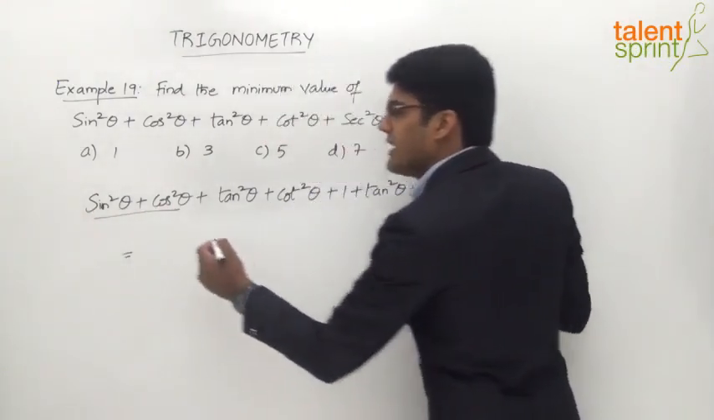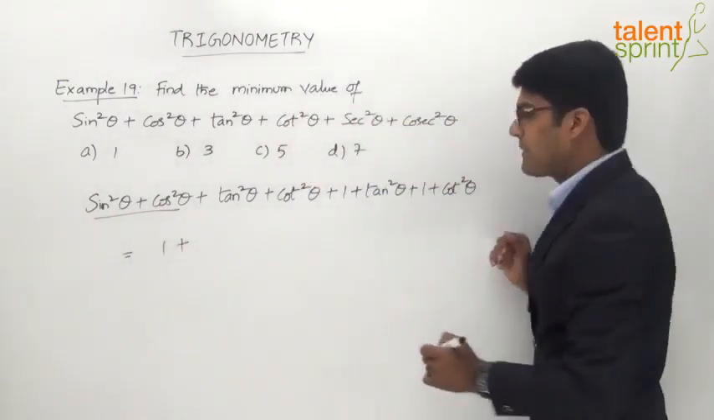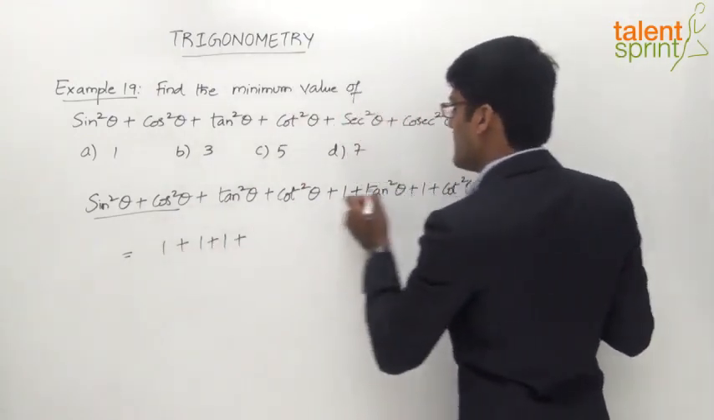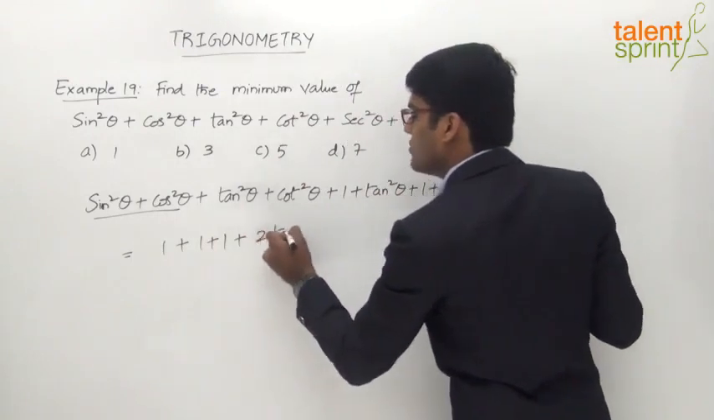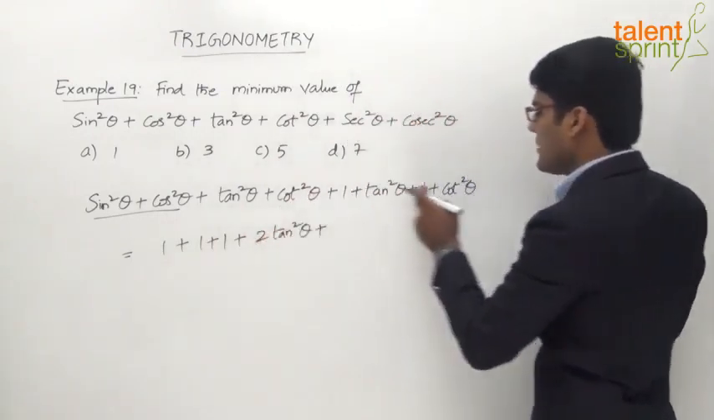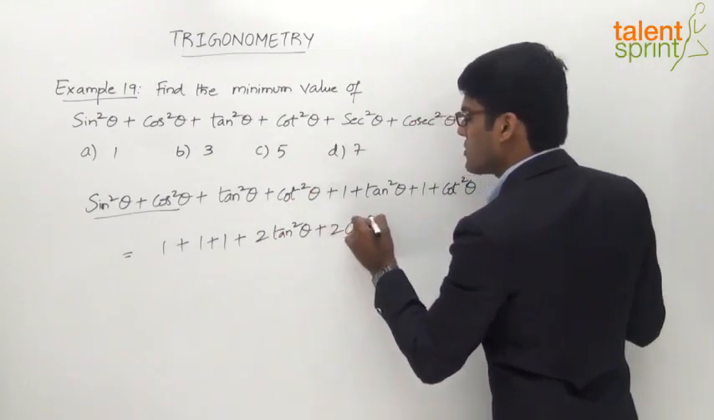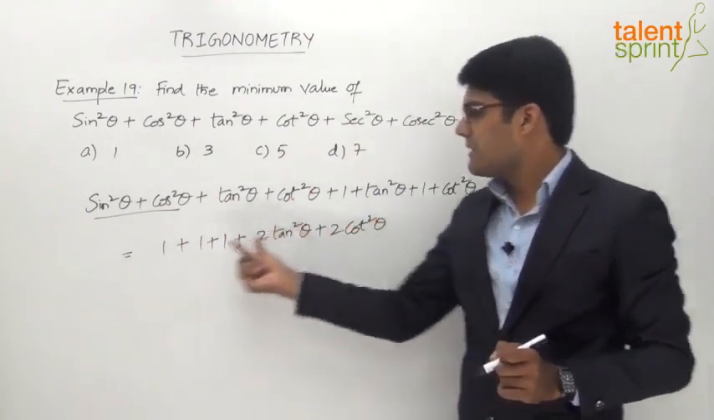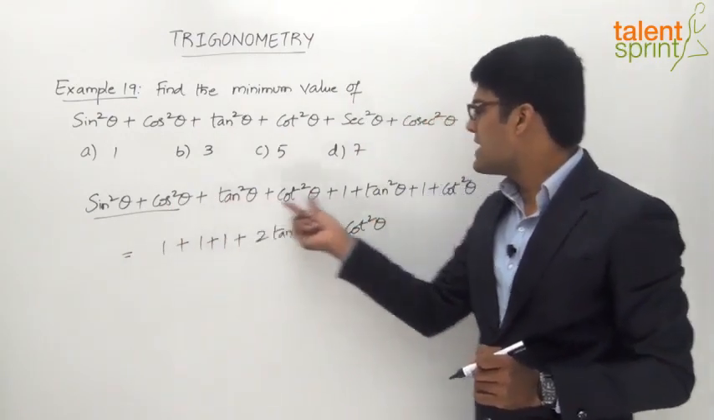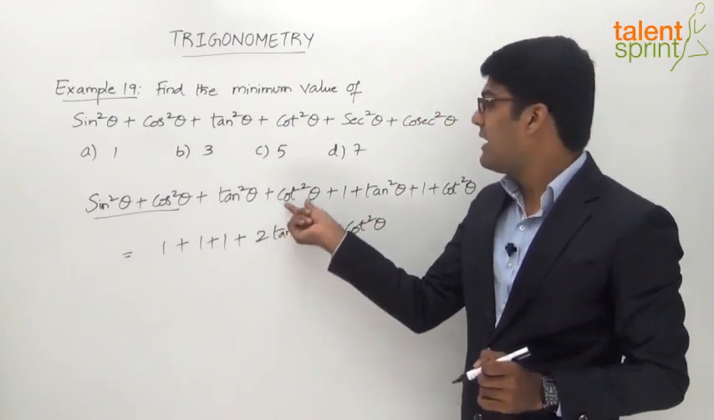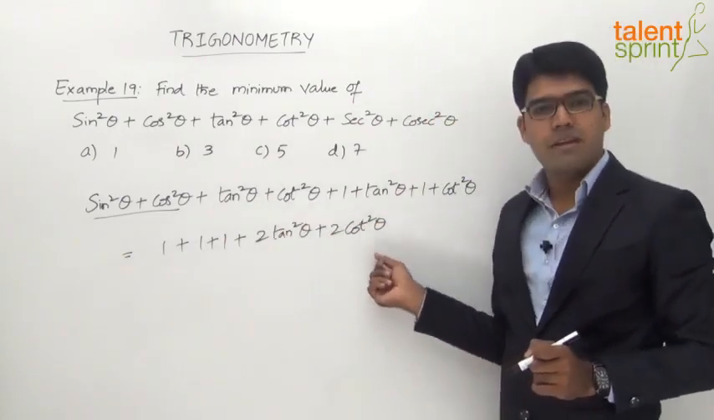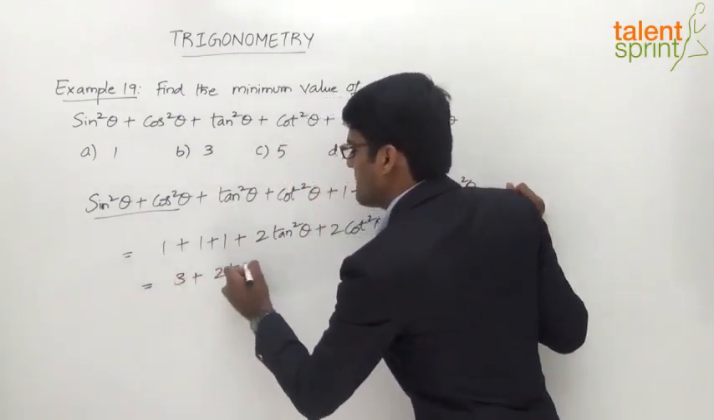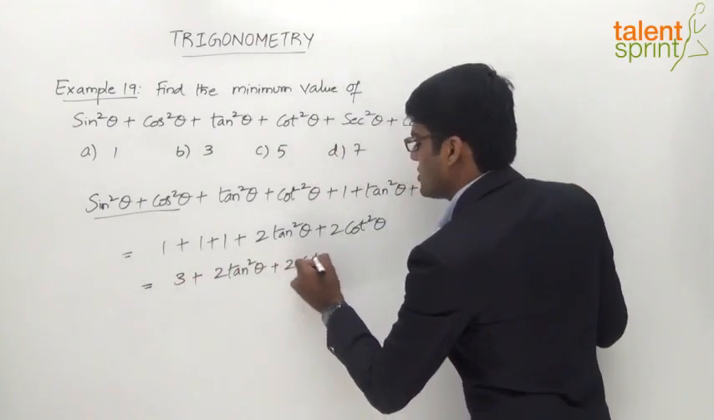Alright, now let us try to find out the minimum value here. Sine square theta plus cos square theta is fixed, and it is 1. Then we have plus 1 and plus 1. What is left out? Tan square theta plus tan square theta, that is 2 tan square theta, and cot square theta plus cot square theta is 2 cot square theta. So this is equal to 3 plus 2 tan square theta plus 2 cot square theta.